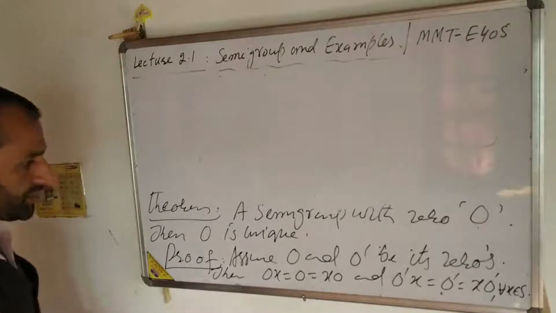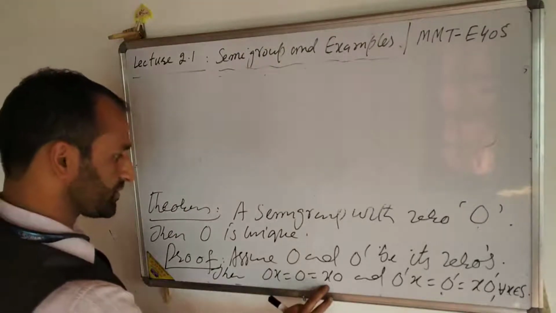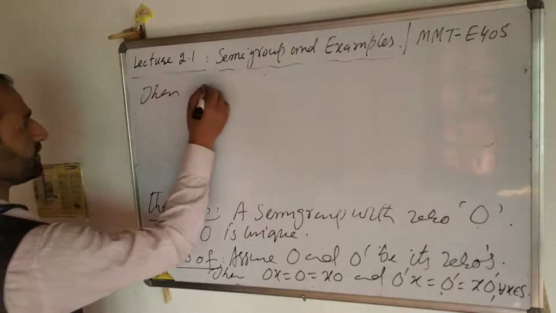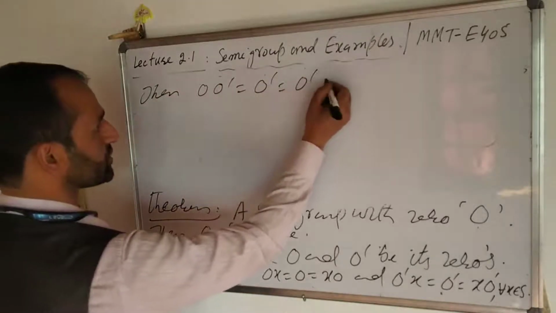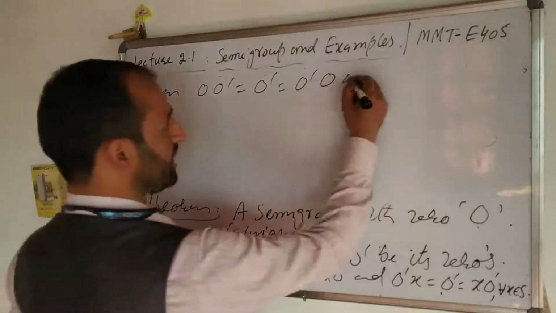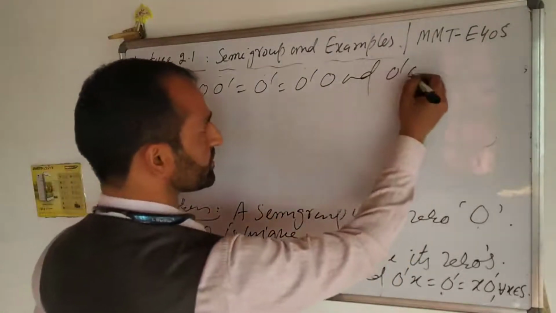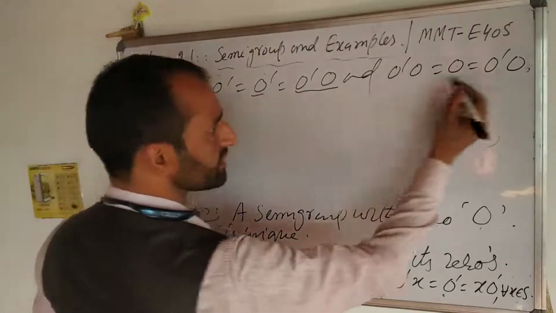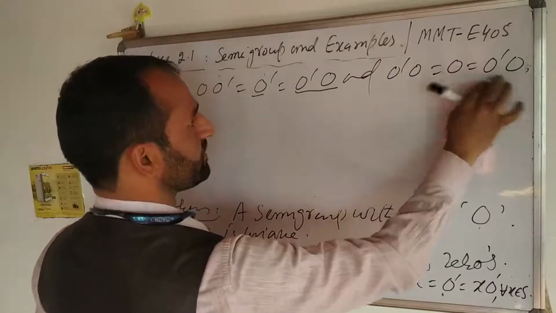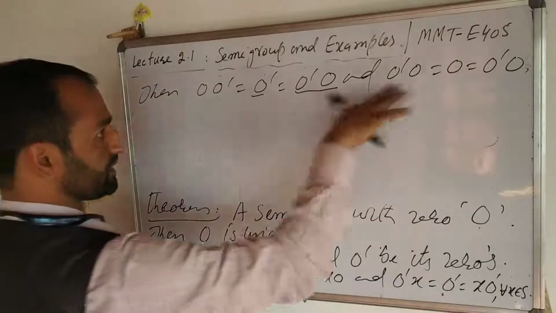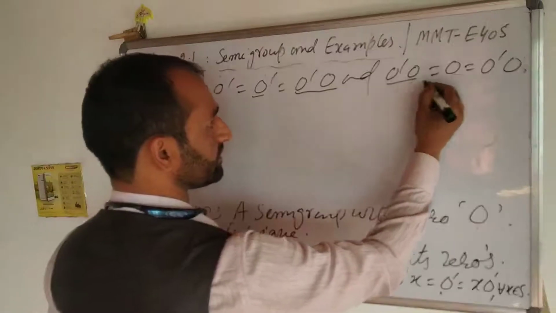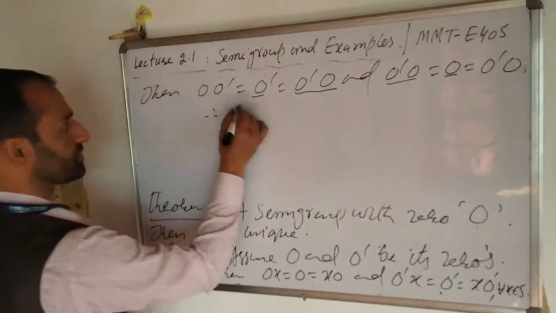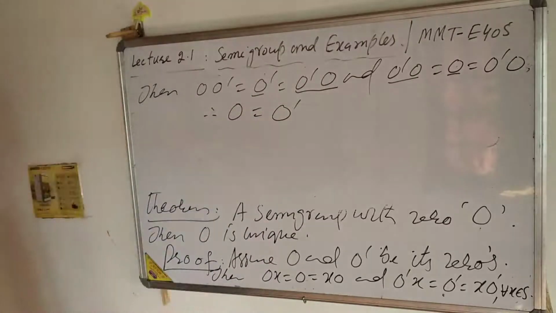Now if we take a particular choice for x, suppose we put x equal to 0 dash, then 0 into 0 dash is equal to 0, which is equal to 0 dash into 0 dash. Here by putting x equal to 0, it is 0 dash into 0 is equal to 0 dash, which is equal to 0 into 0. Therefore 0 is equal to 0 dash. So that's 0 is unique. Okay.